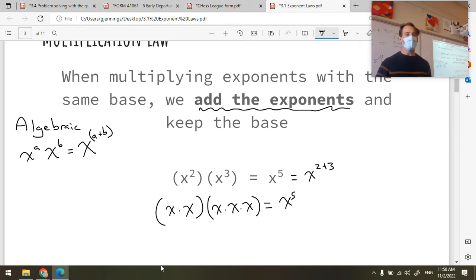Let's go. You can also use this for mental math. If you have something like 4 times 16, you could think of that as 4 to the 1 times 4 to the 2 and see that that will give you 4 to the 3, or 64.